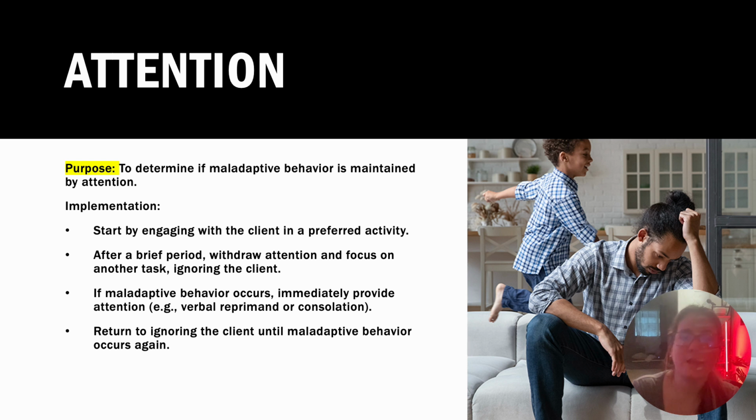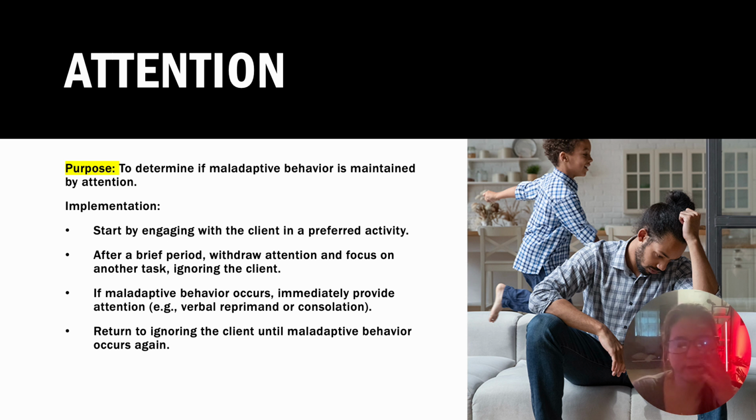The second one is attention. The purpose here is to determine if maladaptive behavior is maintained by attention. So we start by engaging with the client in a preferred activity, and then after a period of time, we withdraw the attention and focus on another activity, ignoring the client. If maladaptive behavior occurs, we immediately provide attention with verbal reprimand or cancellation. We return to ignoring the client until maladaptive behavior occurs.